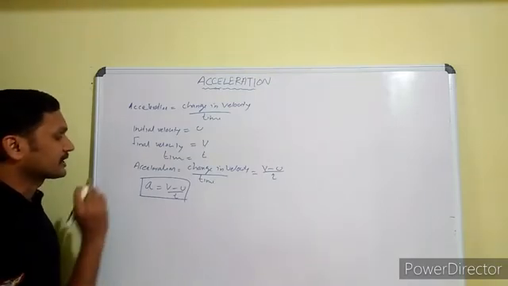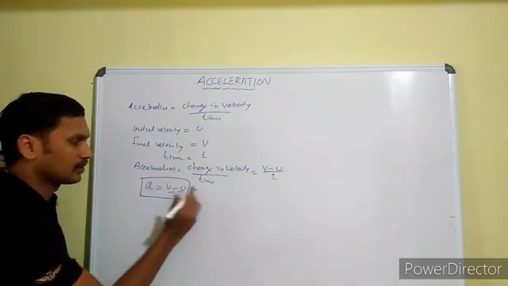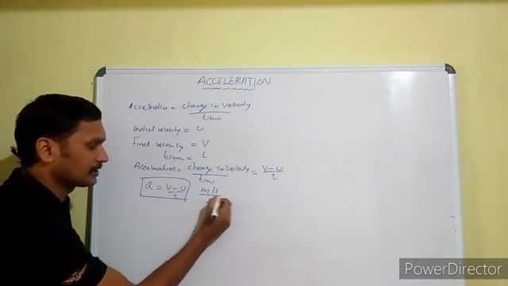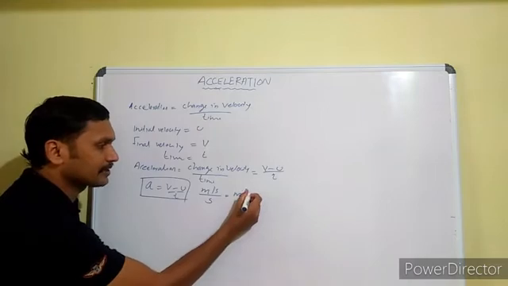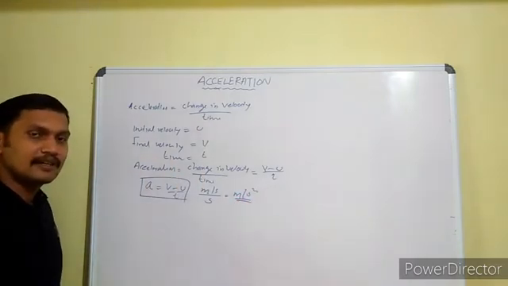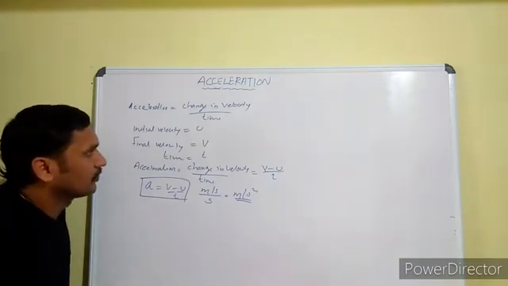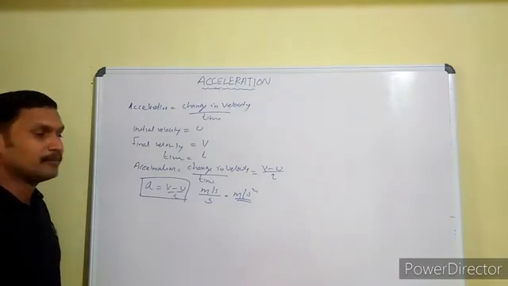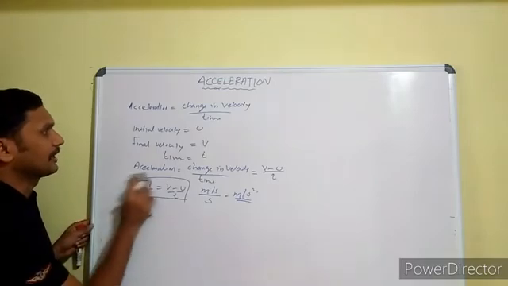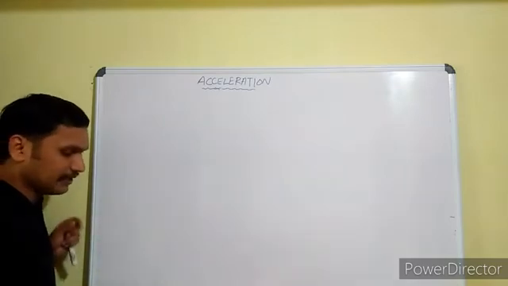And the SI unit of acceleration: the unit of velocity, change in velocity, is meter per second, divided by the time, second. So, meter per second square. The SI unit of acceleration is meter per second square. For a moving object, acceleration can be positive or negative. Let us see what is the positive acceleration and the negative acceleration.